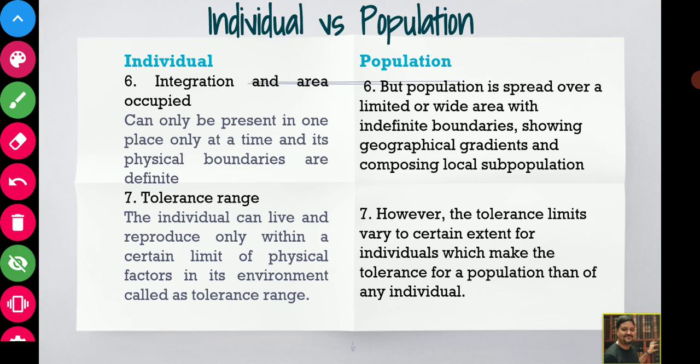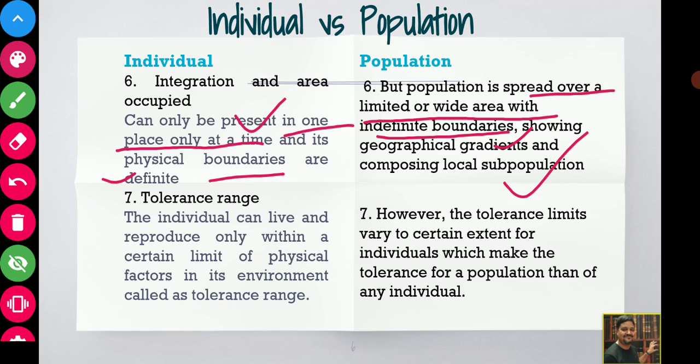Now the sixth characteristic is the integration and area occupied. An individual can only be present in one place at a time. A particular individual will always be present at one place at a time, and its physical boundaries are defined. Whereas a population is spread over a limited or wide area with indefinite boundaries, showing geographical gradient and composing local subpopulations. So a population will be divided into various subpopulations, and that may extend to large geographical areas. So this is about the population and individual in terms of integration and area occupied.